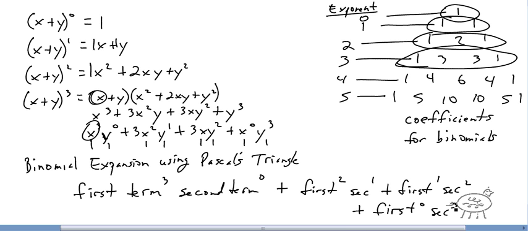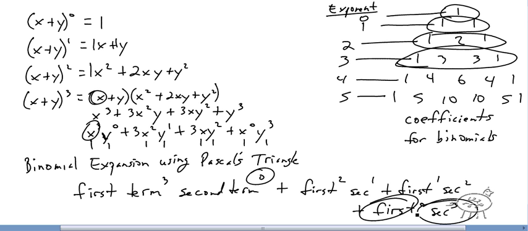So the first term starts out with the highest exponent. It goes all the way down to 0 exponent, and the second term starts out at 0, and it goes all the way up to the third power. All right. So I'm going to delete this left-hand side here.